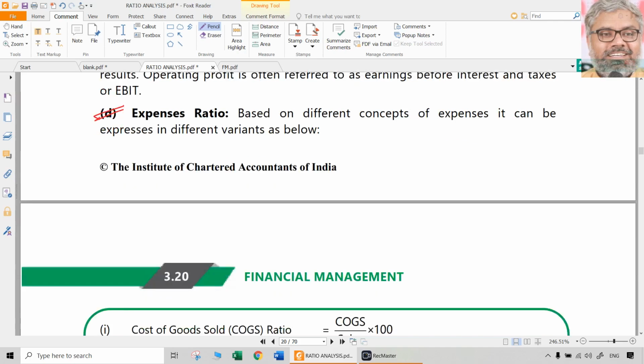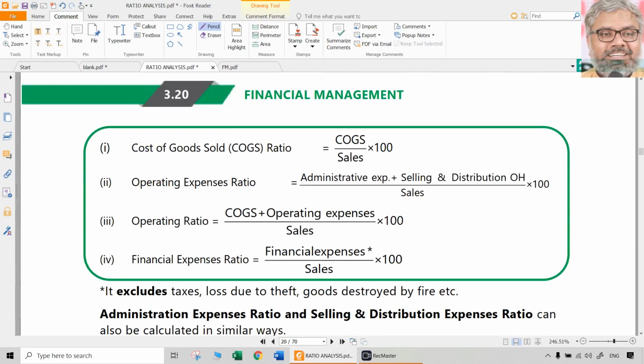Expenses ratios. Which expenses ratios? Any type of expenses ratios can be there. Cost of goods sold ratio: same thing, cost of goods sold divided by sales multiplied by 100. Operating expenses ratio: only operating expenses. Be very careful, it is not operating ratio, it is not operating profit ratio, it is operating expenses ratio. What will be operating expenses? Admin expenses, selling and distribution overheads divided by sales multiplied by 100. Only operating expenses. That is operating expenses ratio.